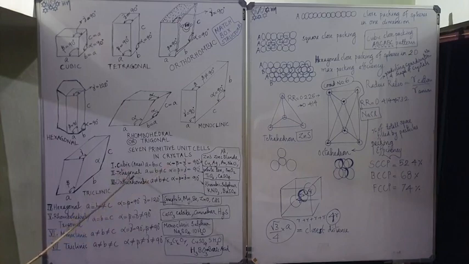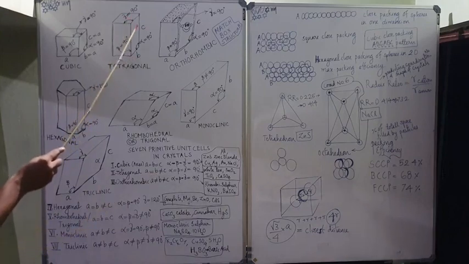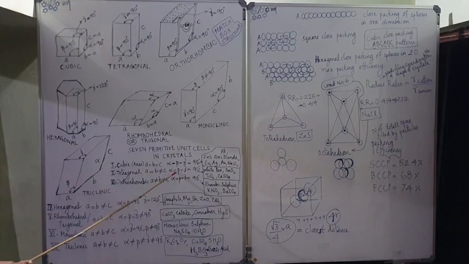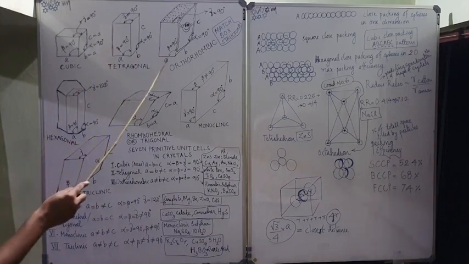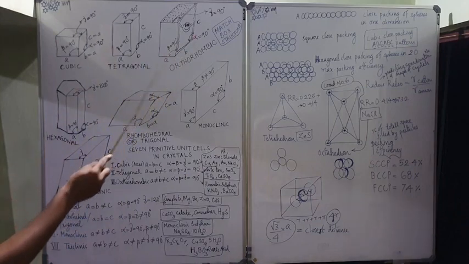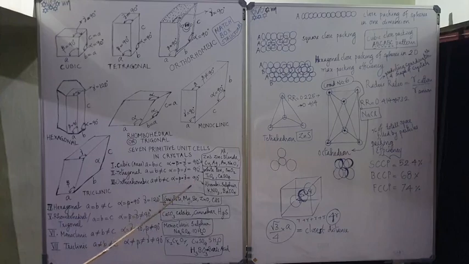Then after that cube comes tetragonal. Tetragonal means let A and B be same, but just increase the height. And that's it. But all the angles are 90 degree. And this orthorhombic, I have said A, B, C different, but angles are 90 degree.